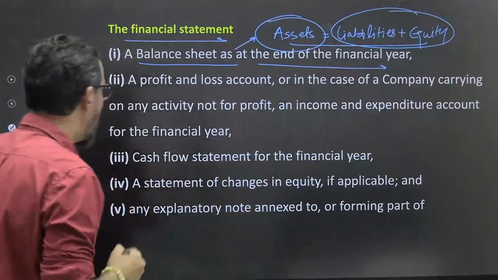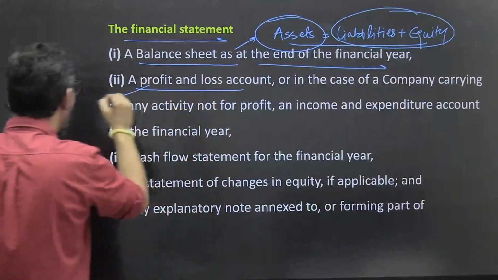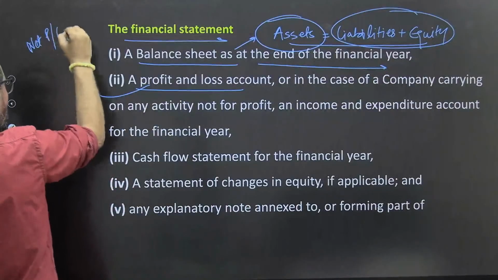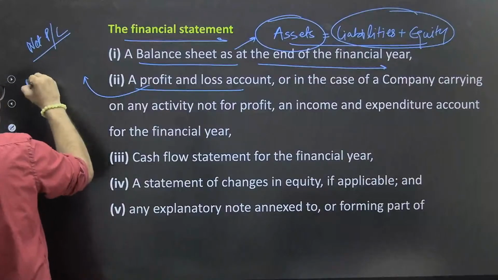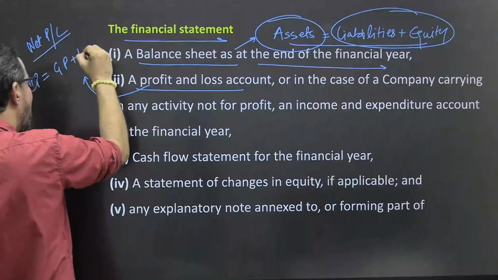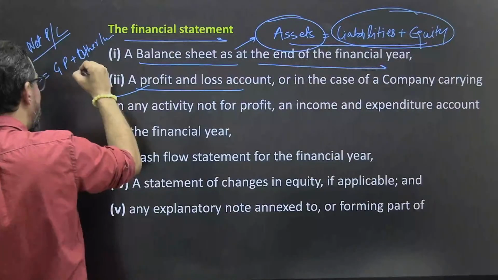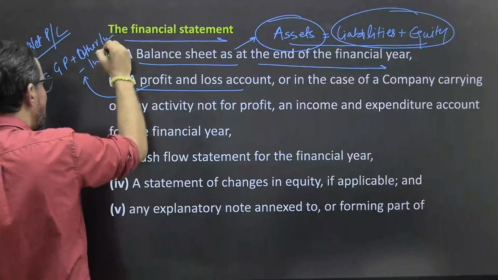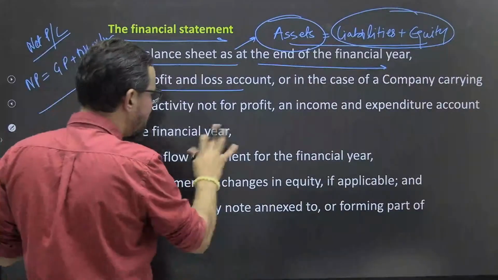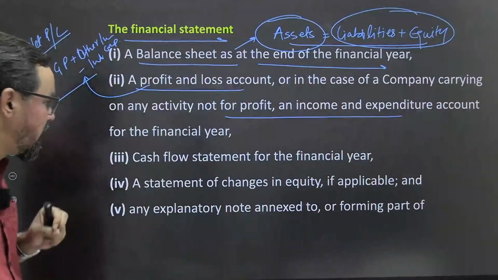Okay. Profit and loss account, with which we generally get to know net profit or losses. And how do we calculate this? Net profit is equal to gross profit plus other income minus indirect expenses. Okay, so basically they help us find out; they are also known as the income and expenditure statement.